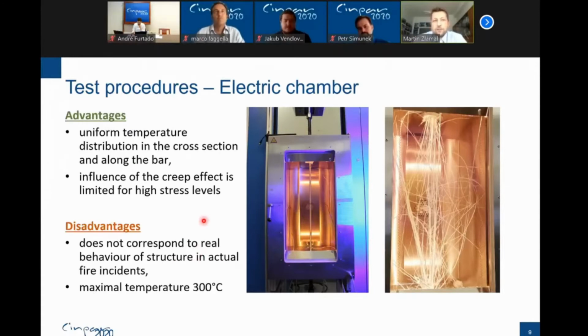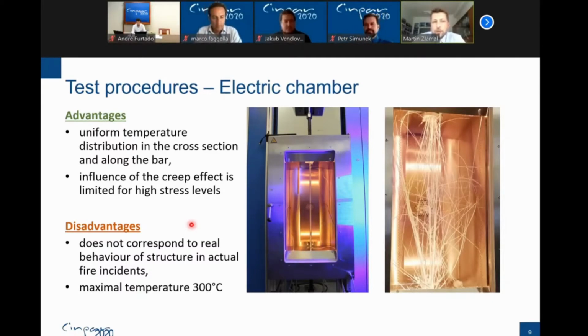The advantage of this procedure is, of course, that we obtain the uniform temperature distribution, because we may hold the temperature around the bar for some time before we apply the loading. And the next advantage is that for high stress levels, we are able to obtain clear results, without the negative effect of creep on the reinforcement, because loading will take only 5 minutes, for example.